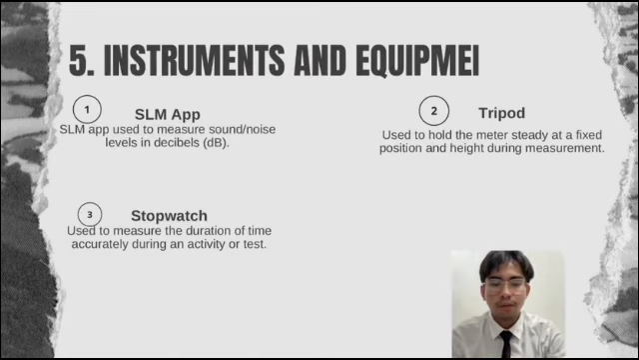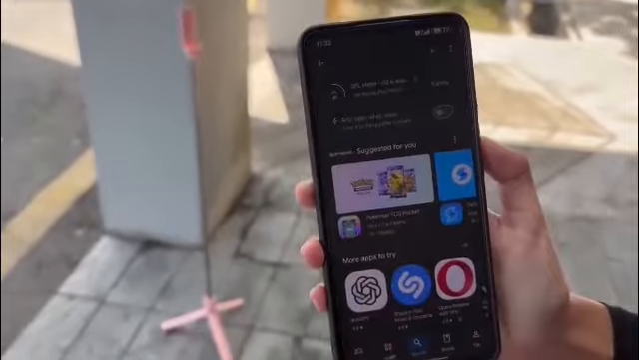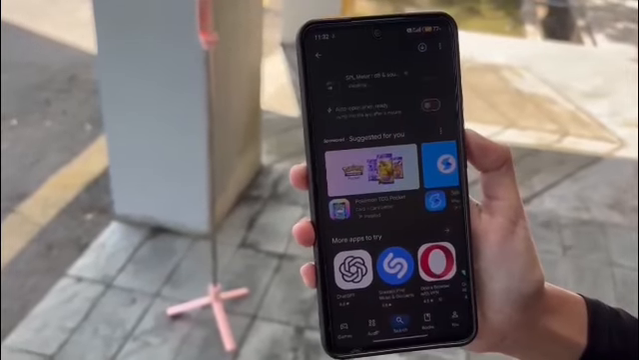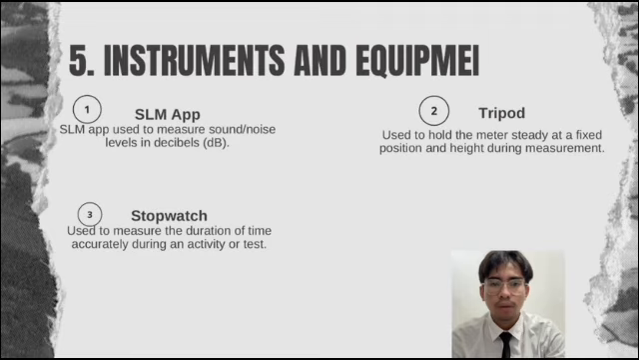The function of each instrument. First is a sound level meter. A sound level meter, or SLM, is used to measure the intensity, loudness of sound. It is used to measure noise level and measure how loud the sound is in decibel. For example, heavy traffic is measured around 80 to 90 dB.